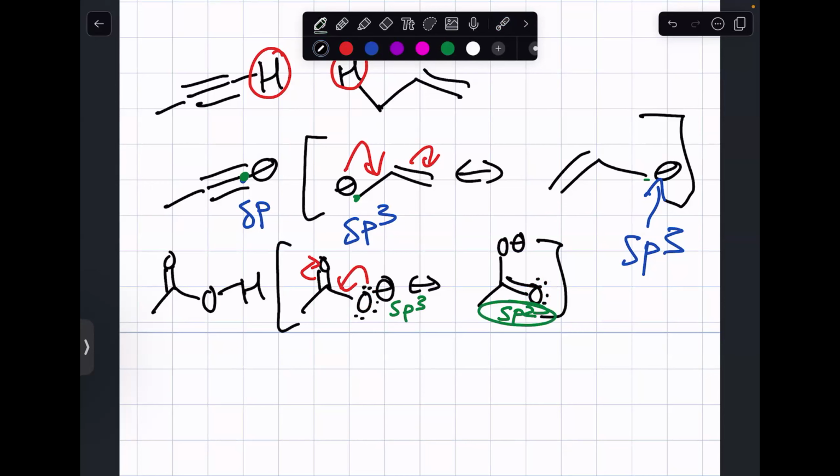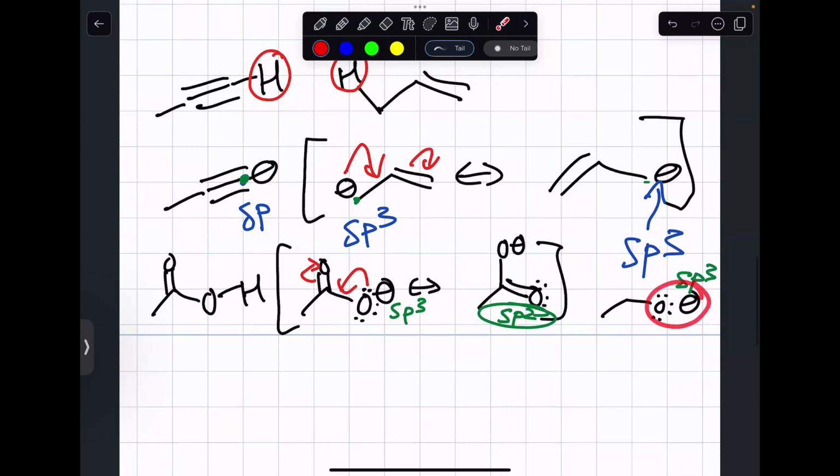If you look at something like this, for example, this is sp3 because this oxygen here cannot do resonance at all. If it can't do resonance, then it's stuck as an sp3 orbital, because it only has 4 groups attached to it: 1, 2, 3, 4. But if it can do resonance, then it's going to favor the sp2 orbital over the sp3 orbital because resonance is a stabilizing factor. So this oxygen here is actually sp2.